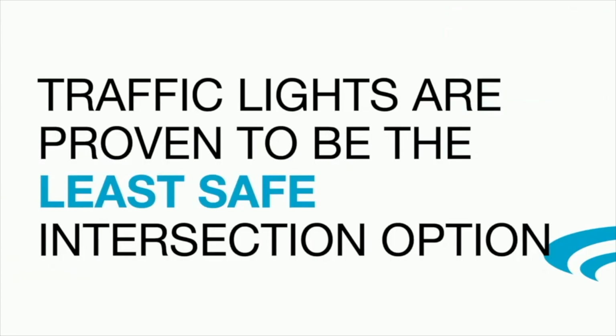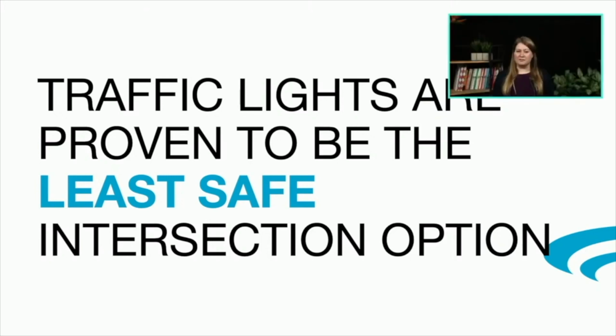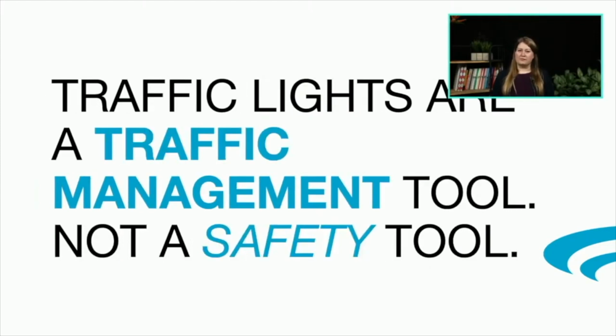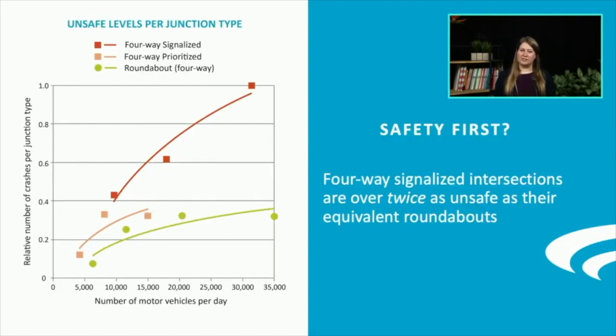Traffic lights are proven to be the least safe intersection option. So we don't build traffic lights to be safe, but we build them for another reason. Traffic lights are a traffic management tool, not a safety tool. So in traffic lights we can have the flow that we want, but you don't really get the safety that you want. We can see that in the numbers as well.